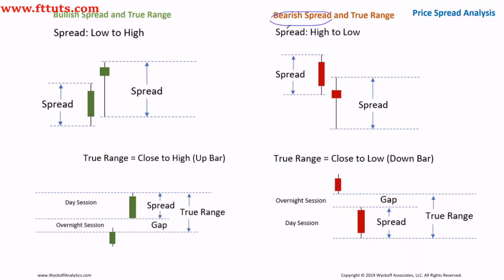Bearish spread and true range are going to be defined the same way. The spread is the difference between the high and the low, for just the daily spread. It could be weekly spread, it could be monthly spread. And for the true range, we have to have a definition of the gap as an overnight session. The difference between the low of the daily bar and the previous close will define the true range for this bar. And that's going to look like a significant bar.